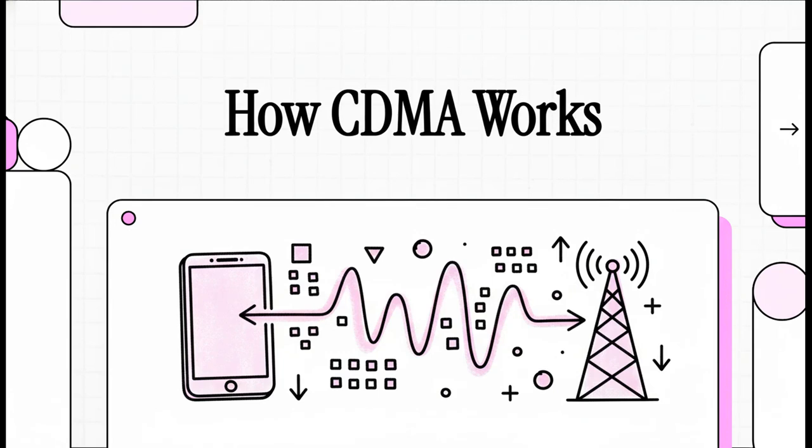Have you ever stopped to think about how your phone call, just one among millions, gets through without turning into a jumbled mess? It honestly seems like magic, right? Well, it's not magic, it's math. A brilliant mathematical trick, actually. And today, we're going to break down exactly how it works. So, let's dive into code division multiple access, or as you probably know it, CDMA.